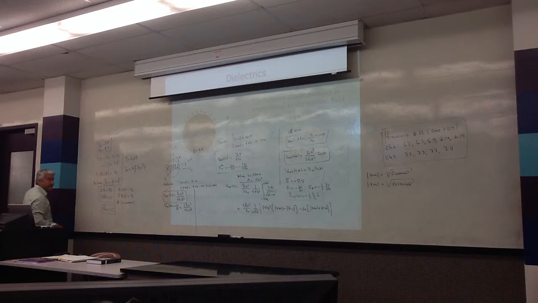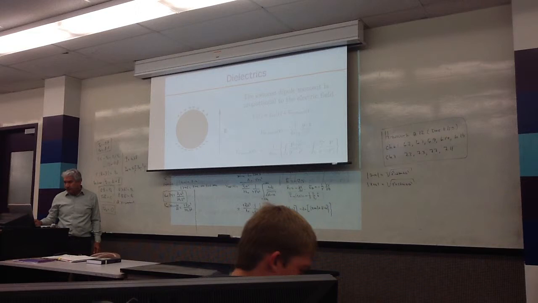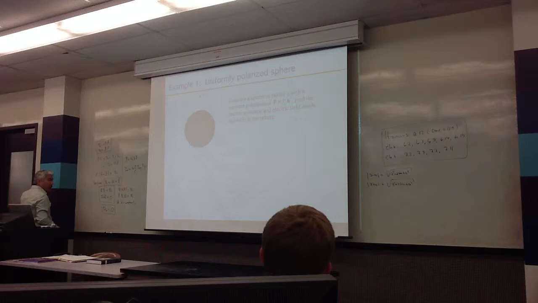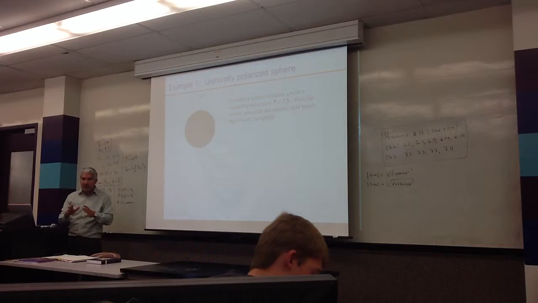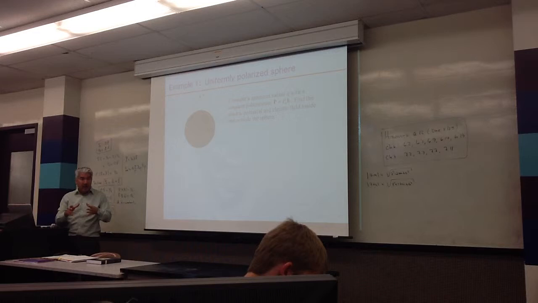We have a sphere, and then we have a dipole. No, you have a polarization vector P on the sphere. The sphere is permanently polarized. So you have the polarization P, and then you find what the electric field is everywhere, outside or inside. And that's what it is.